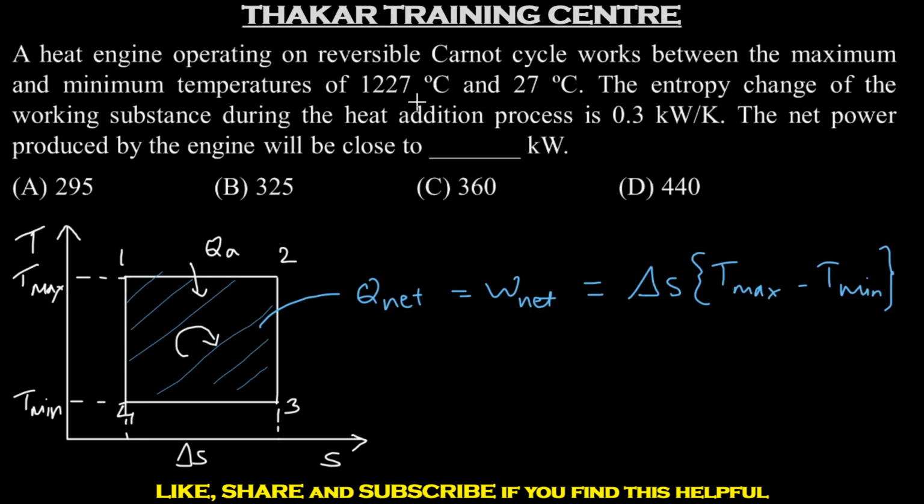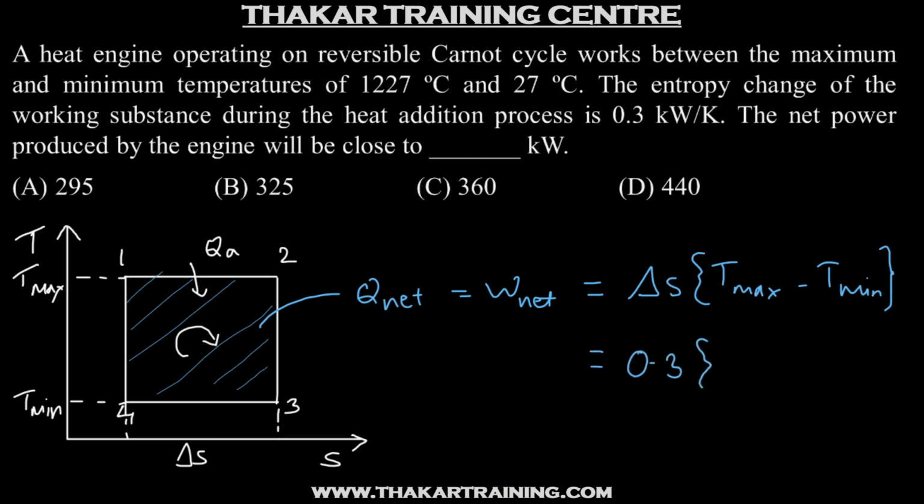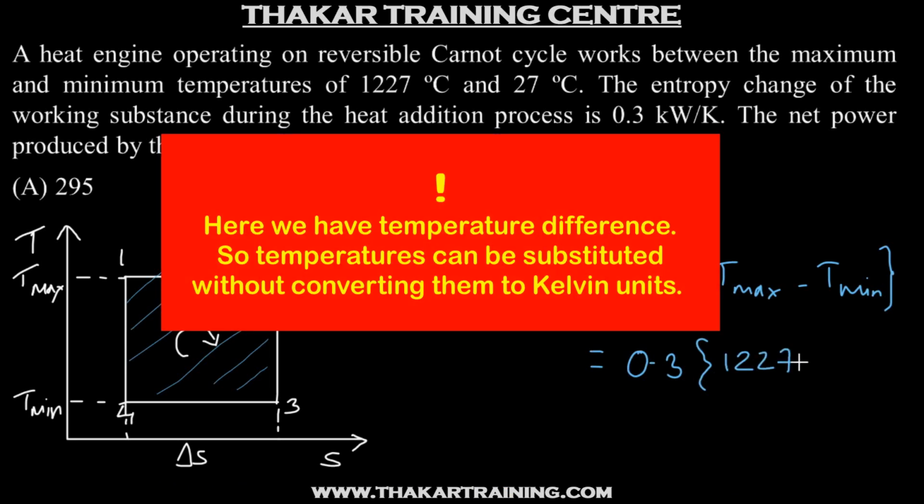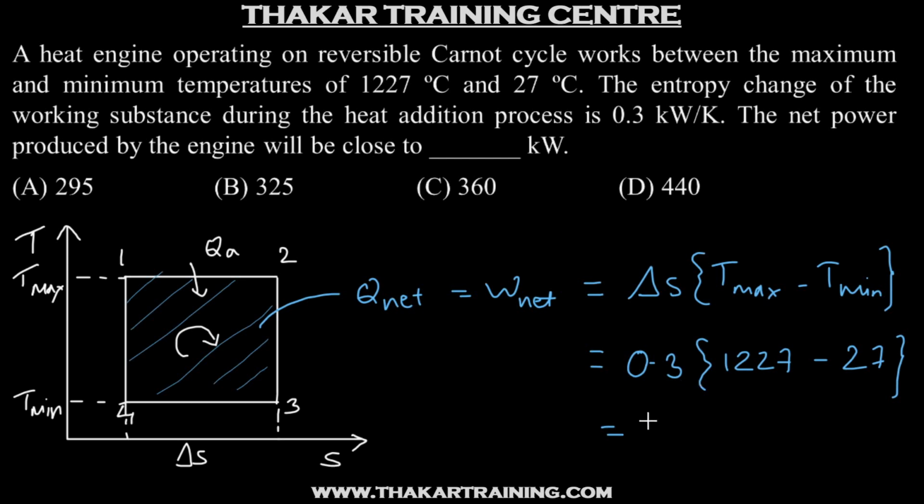So we need not sit and convert these to Kelvin, which otherwise, if we had gone for efficiency and all, we would first have to convert to Kelvin and then use all the formulae. So here we can directly get the answer. We have delta S, we have T max, we have T minimum. So this is 0.3 into (1227 minus 27), so 1200 into 0.3, that is 360, and the answer will be in kilowatt. They have given the entropy change as a rate. So the answer will be 360 kilowatt, and that is option C.